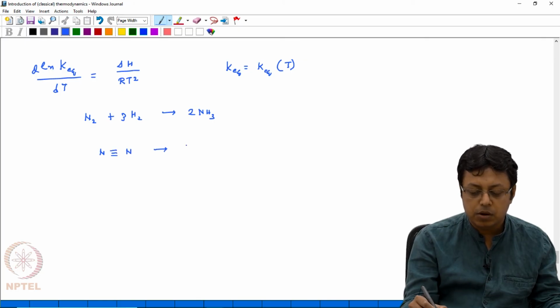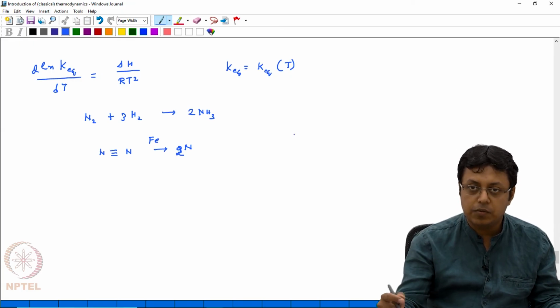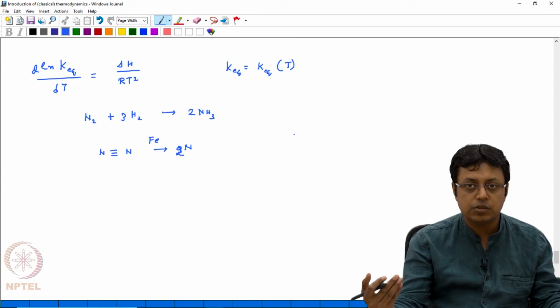nitrogen-nitrogen triple bond to get basically the radical form of nitrogen, which is adsorbed of course on a surface of metal. Usually an iron catalyst is used, but this triple bond breaking actually needs a lot of energy for activation. So to overcome that energy barrier, you need some initial temperature, otherwise the reaction will not occur, and that's why we talk about the optimal temperature.